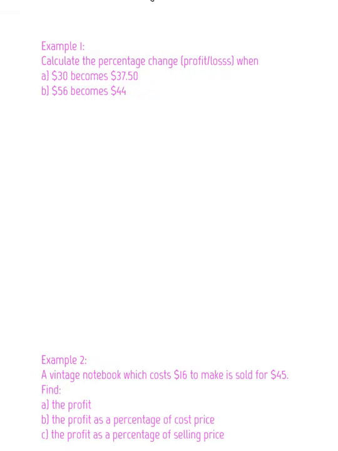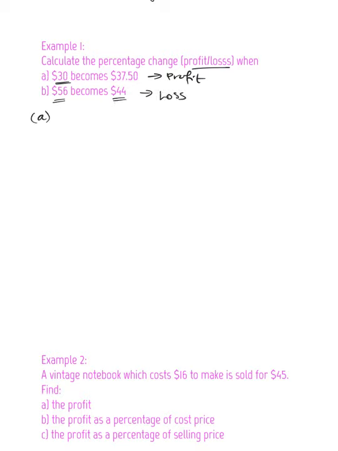All right, let's have a look at a few examples. It says calculate the percentage change, profit or loss, when $30 becomes $37.50. Now clearly that's going to be a profit because it's an increase. The selling price has been increased from the original cost price of $30. And part B says $56 becomes $44. So the cost price is larger than the selling price, so that's a loss question.